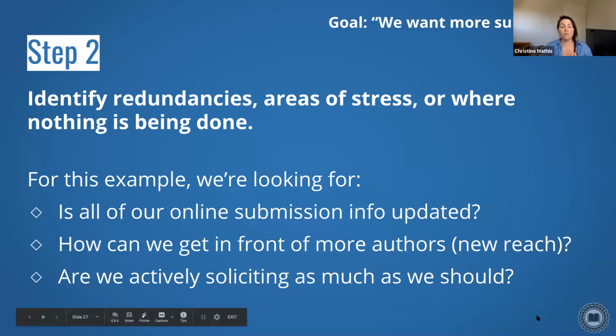Also, how can you get in front of more authors? If you are actively soliciting in one way, what are ways that you're not trying? And are you actively soliciting as much as you should? Maybe you're just being a little too passive. You're not putting yourself out there. You're not asking authors to submit to your awesome law review to be distinguished by your university.